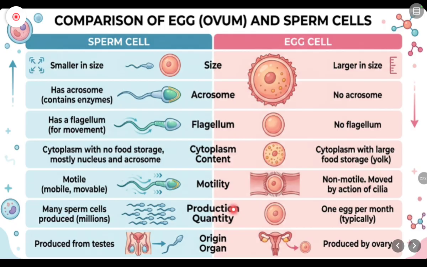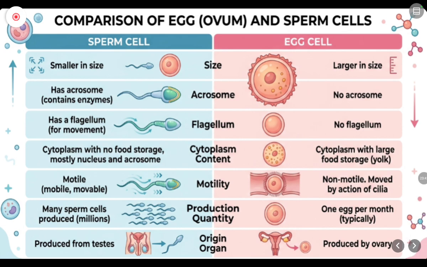So, in terms of quantity or production: each and every day, millions of sperm cells are being produced. Many sperm cells are produced, but for the egg cell, typically it's only one egg per month. In the whole month, only one egg is released in the female body.